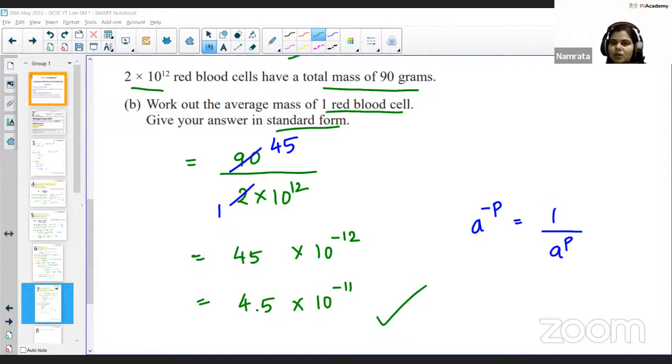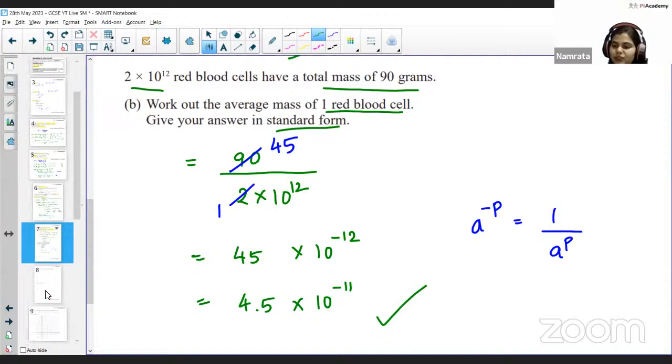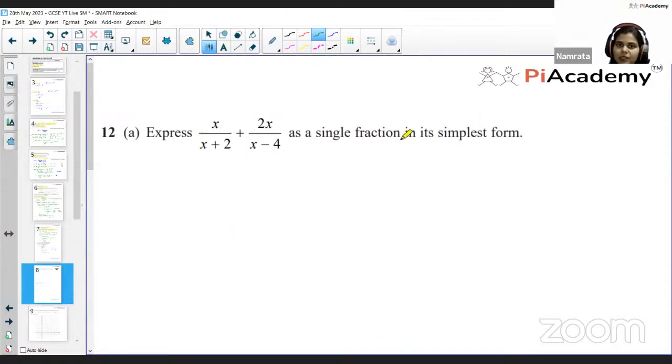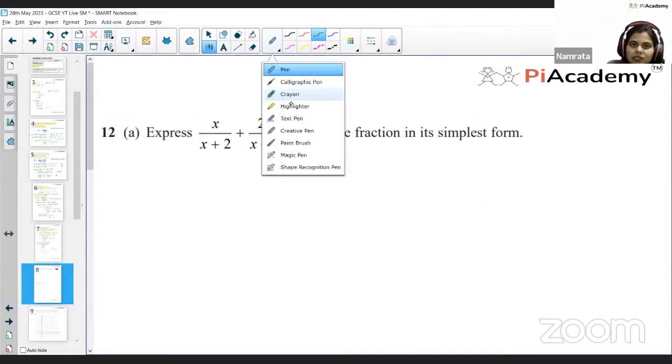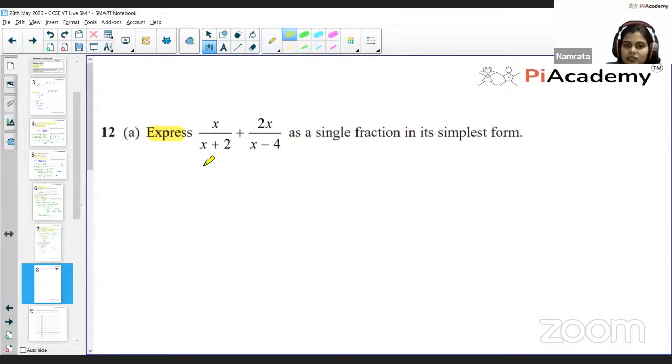Yes. Very good, Rohan. Keep it up. Great. Moving on to the next question of the day. We need to express this calculation as a single fraction in its simplest form. Take your time. We'll start discussing the solution after we get responses.